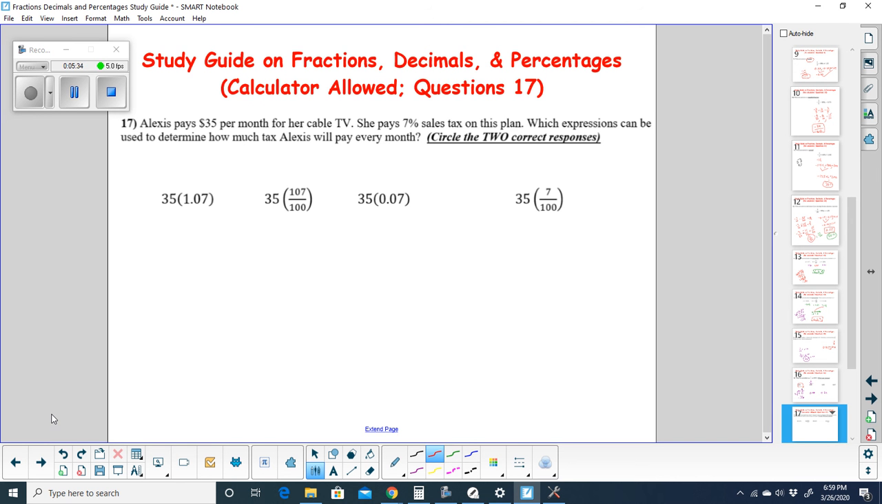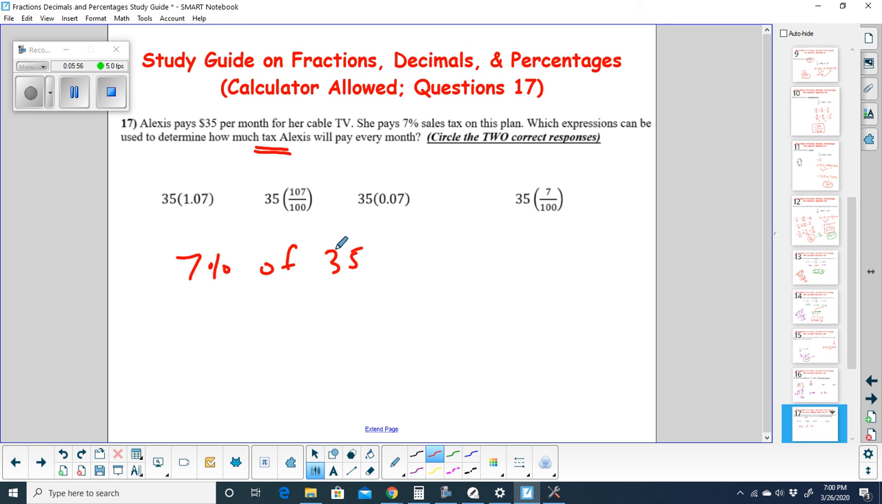So let's see what's going on. Alexis pays $35 per month for her cable TV. She pays 7% sales tax on this plan. Which expression can be used to determine how much tax Alexis pays every month? So we really need to find out 7% of 35.